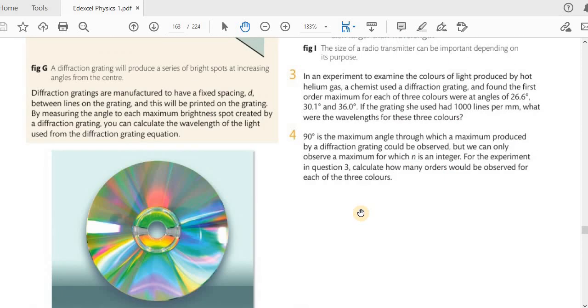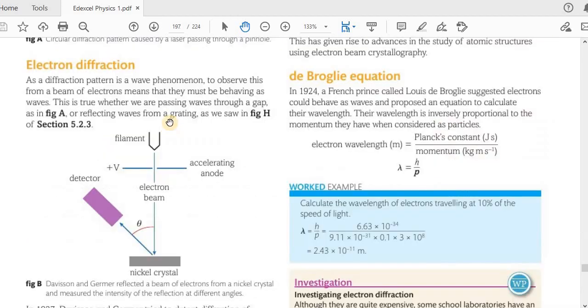Okay, so let's go back to what we were discussing. Alright, so here we are. Then, for reflecting waves from a grating, as we saw in figure H, that is the diffraction grating of section 5.2.3.